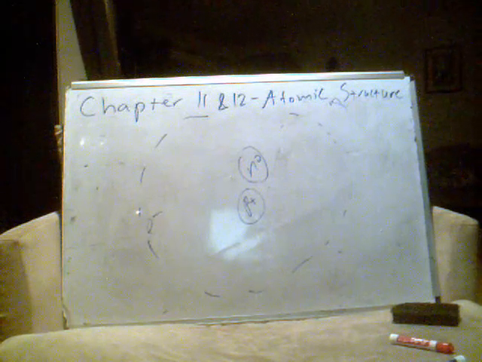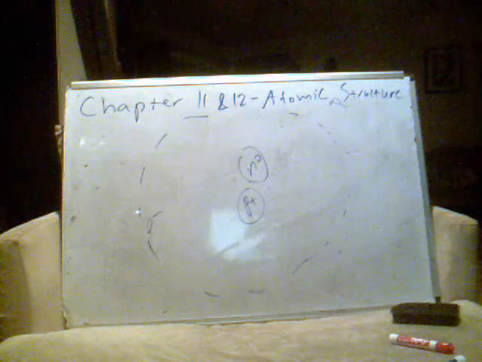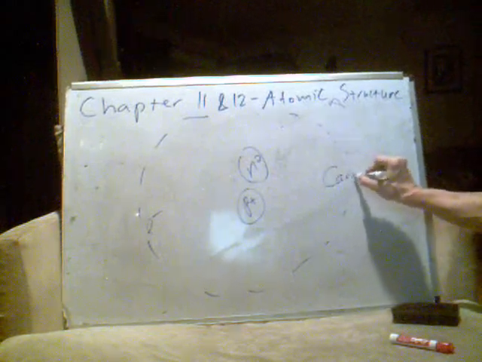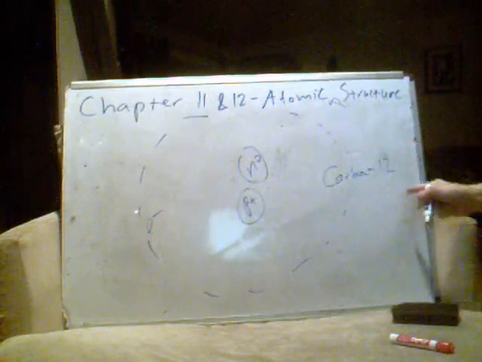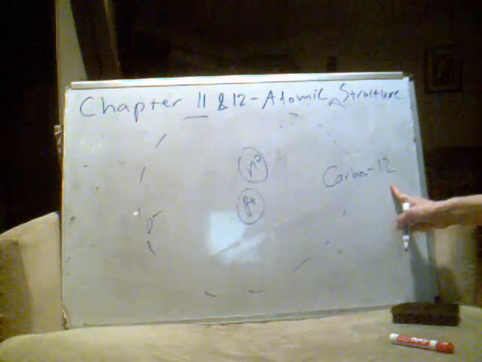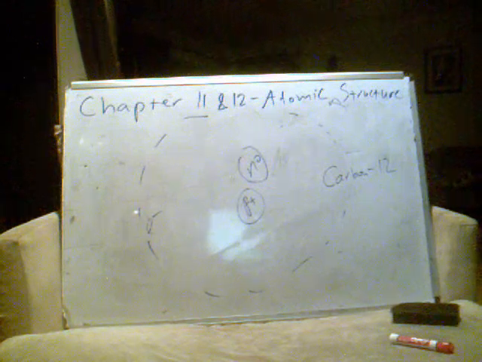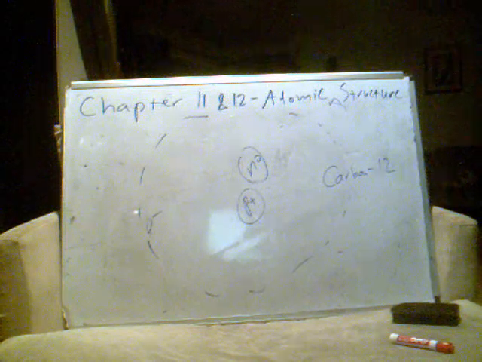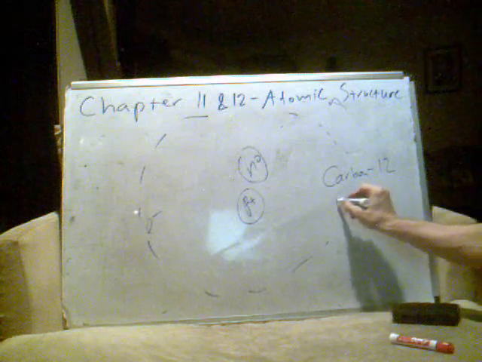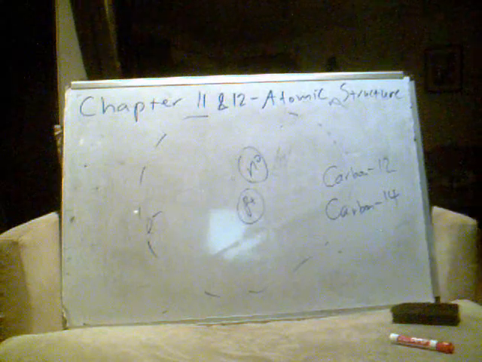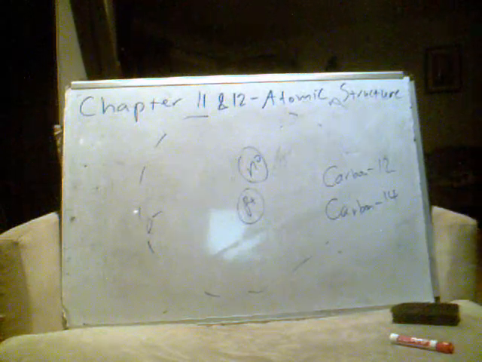For example, the stable isotope of carbon is carbon 12, meaning it has a mass of 12, right? I believe carbon is element number 6. And so it's got 6 protons and 6 neutrons in it. There is, however, an unstable isotope, carbon 14, that has 2 extra neutrons.